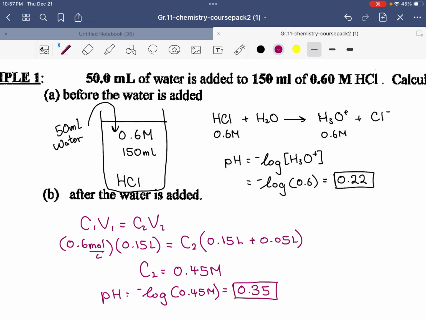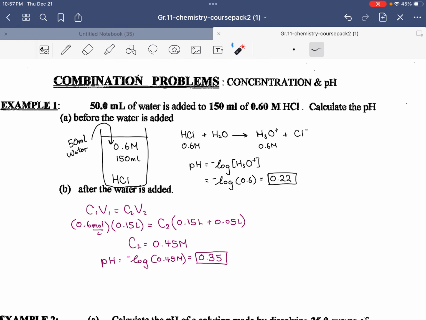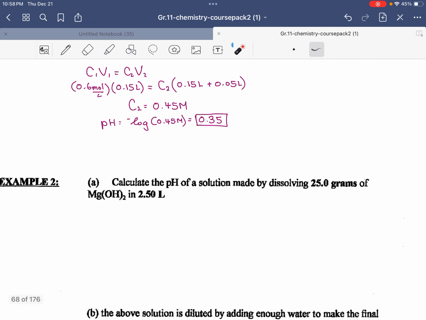Does it make sense? Well, pH went up. You're less concentrated, so it's not surprising that it's less acidic. So hopefully you understand exactly how pH changes here when you are adding water, making it more diluted and stuff like that. Let's take a look at a second example.